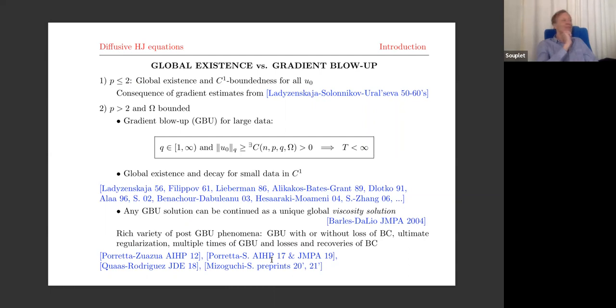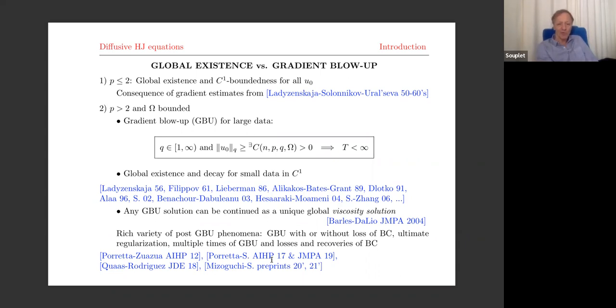When p is less than or equal to 2, we are in the realm of subquadratic theory, and then there are very classical estimates from the 50s and 60s, which tell you that an L infinity bound automatically implies a C1 bound. So nothing weird can happen, and the solution will be global, and actually it will be even bounded and decay exponentially to 0. So this is not the most exciting case for our purpose. So we move to the superquadratic case, at least in bounded domain.